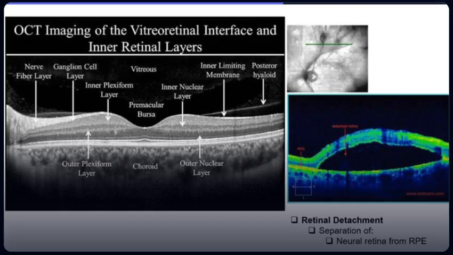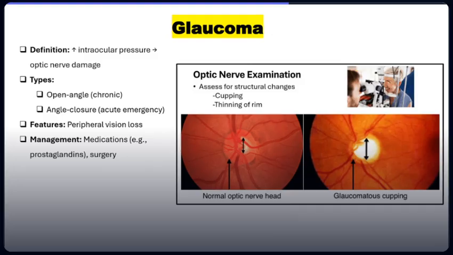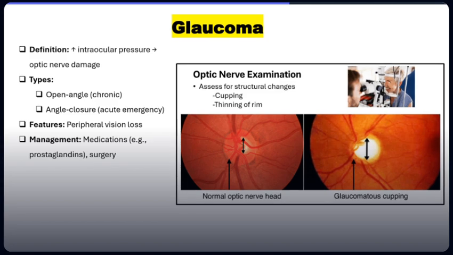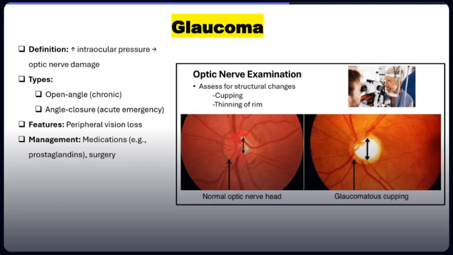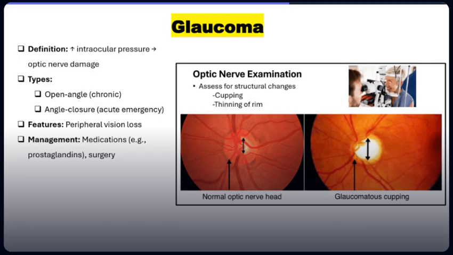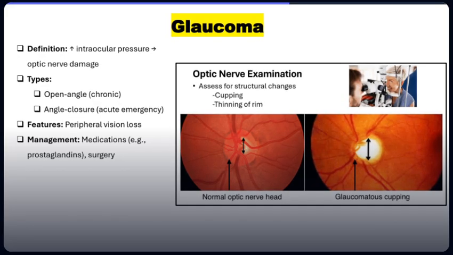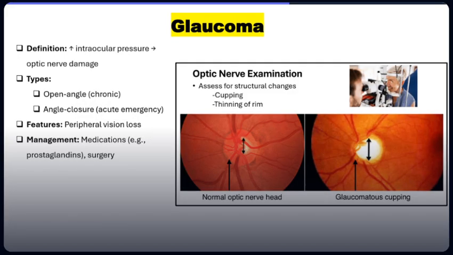This detachment signifies a catastrophic interruption of the visual cycle, as the neurosensory tissue becomes hydraulically isolated from its essential biochemical recycling center. Glaucoma arises when a disruption in the hydraulic balance of aqueous humor elevates intraocular pressure, triggering a mechanical and ischemic insult to the optic nerve.